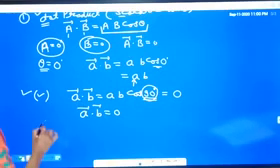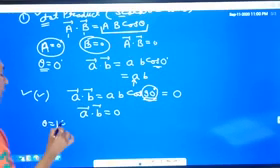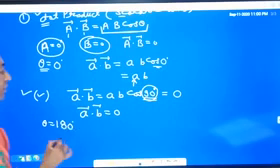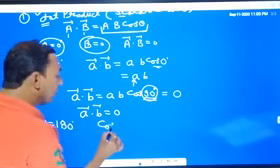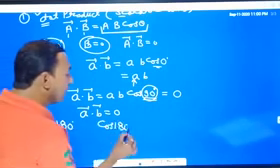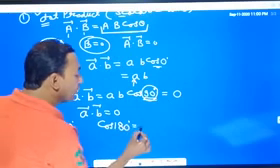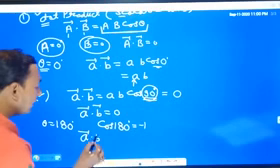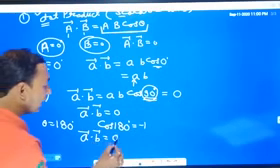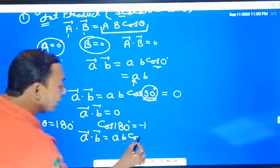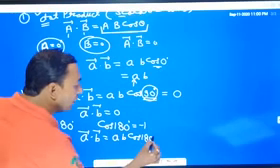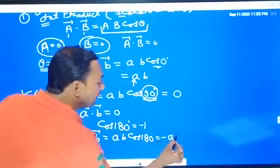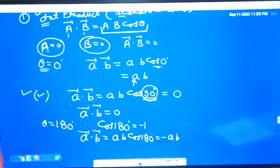If the angle theta between two vectors is 180 degrees, we know the value of cos 180. Cos 90 value is 0 and the value of cos 180 is minus 1. If the angle between vector a and vector b is 180 degrees and cos 180 degrees is minus 1, then a dot b is minus ab.